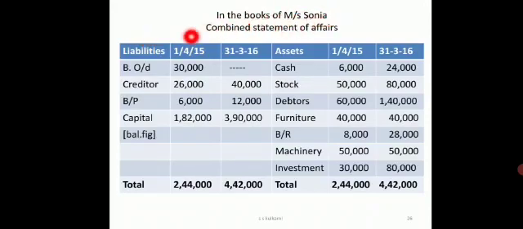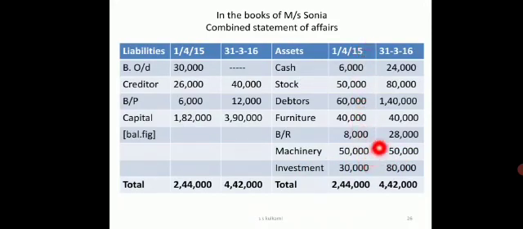To prepare the statement of affairs, the information which is given on the first slide will be taken. You have bank overdraft, opening balance 30,000; creditors 26,000 and 40,000. Next, bills payable is 6,000 and 12,000. Coming to the cash account, you have opening balance 6,000, and at the end of the year it is 24,000. Stock is 50,000 and 80,000. Debtors 60,000 and 1,40,000. Furniture 40,000 and 40,000. Bills receivable is 8,000 and 28,000. Machinery is 50,000 and 50,000. Investment is 30,000 and 80,000.